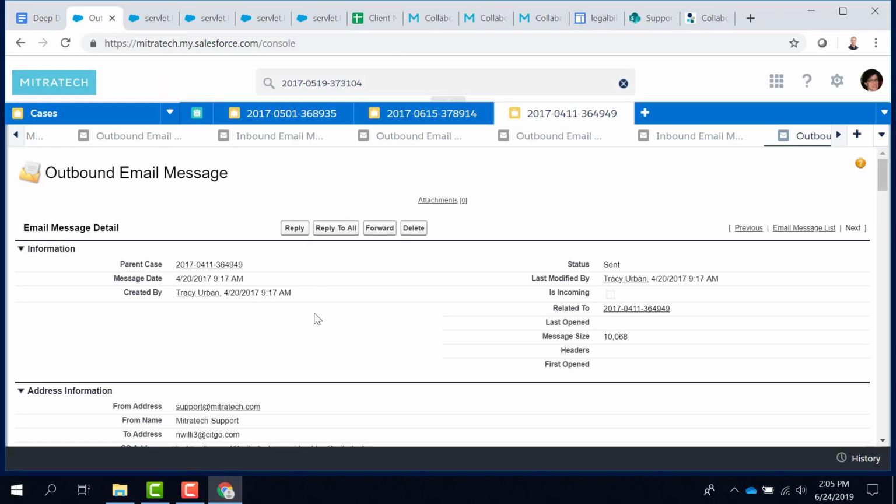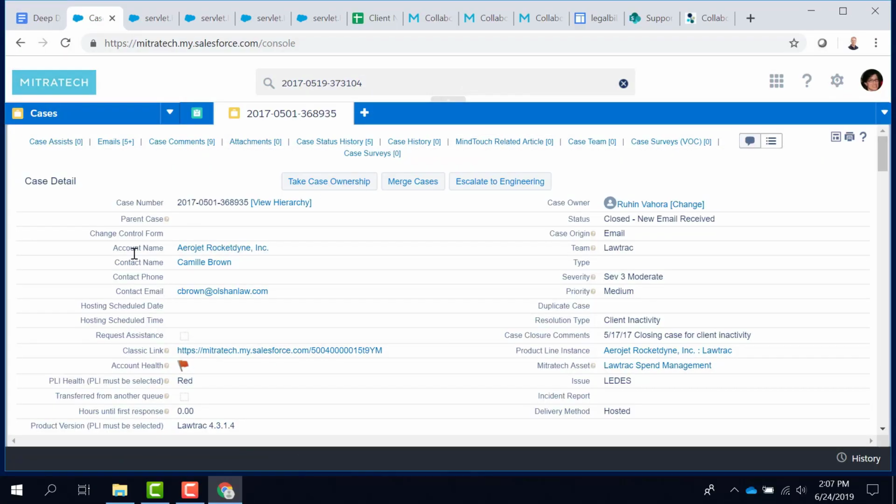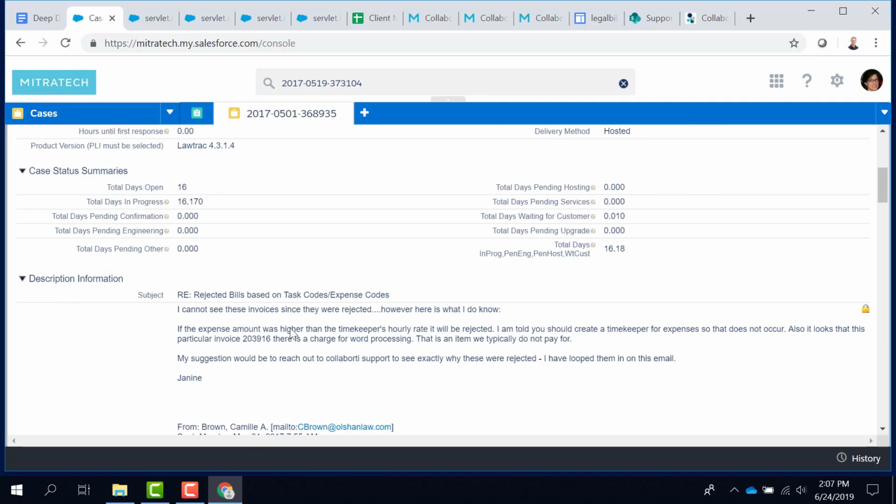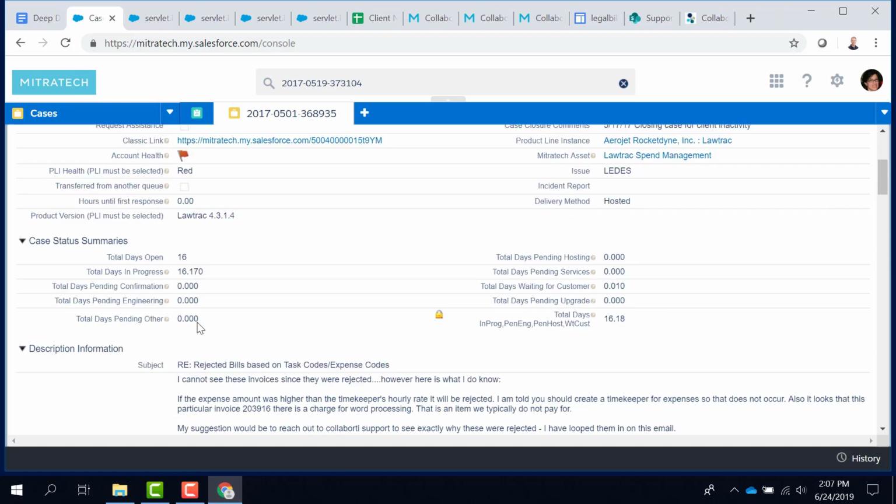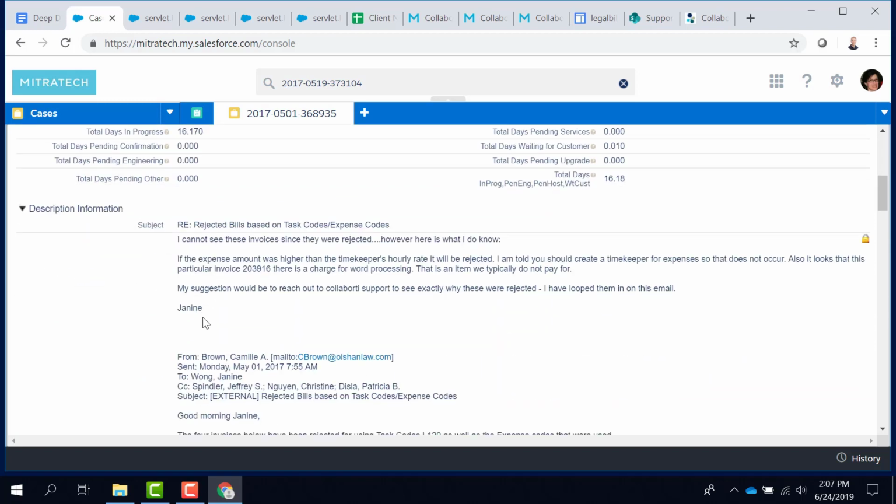Okay, and we have another one here. All right, and here's another ticket. Janine says, okay, so Aerojet is the client here. I cannot see these invoices since they were rejected. However, here is what I do know.